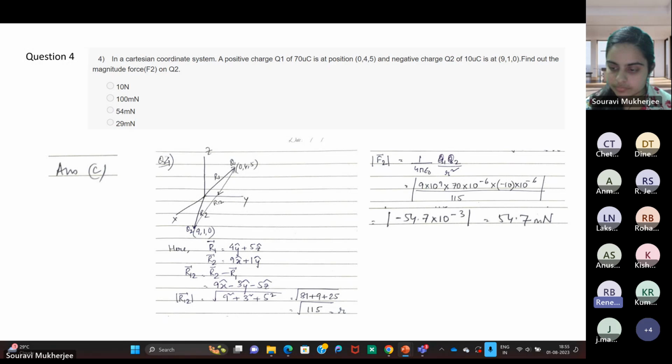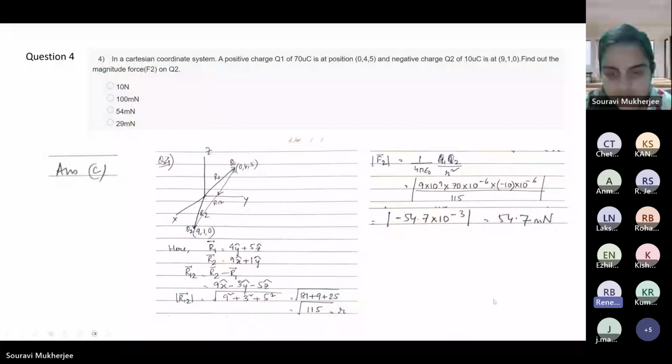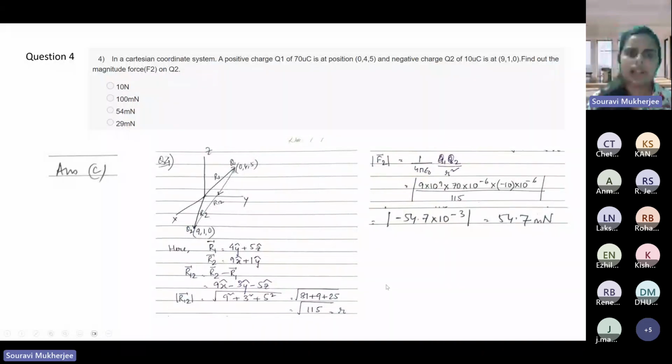Good evening, ma'am. Ma'am, will these questions of the doubt clearing session be provided in the course? The questions which you are currently doing in the doubt clearing session will be provided in the course? I'm not sure about this. These were some questions from previous year's assignments, which we are supposed to discuss.